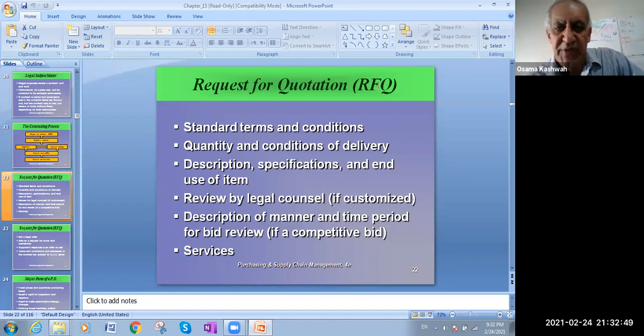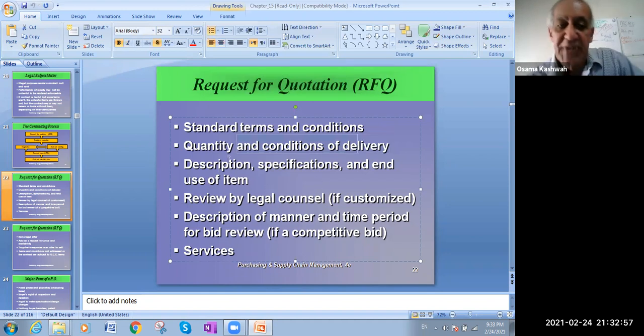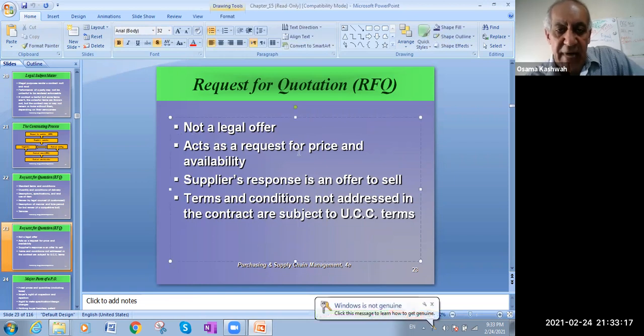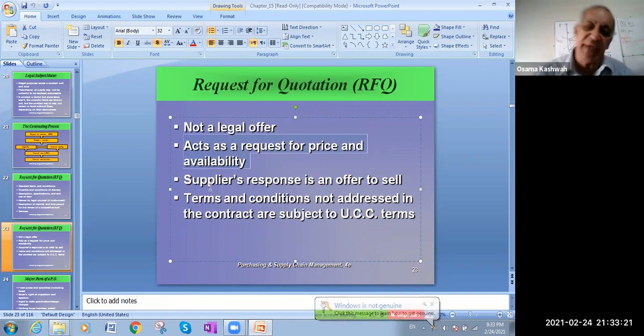As an example, the request for quotation includes the standard terms, quantity, terms of delivery and payment, description of the goods, review by legal counsel, description of manner and time periods, how long it will take until you deliver me the goods, and other services, like after-sale services or whatever. Also, a request for quotation is not a legal offer, it acts as a request for price. All the things surrounding the purchasing issue will be in the contract.